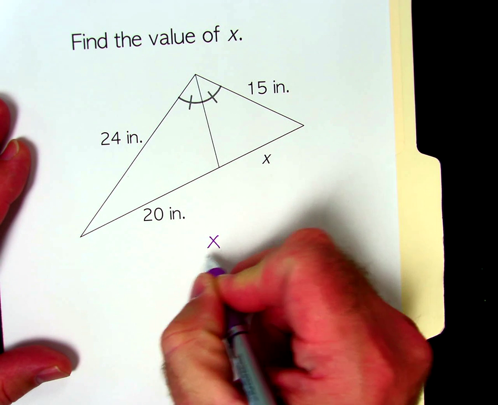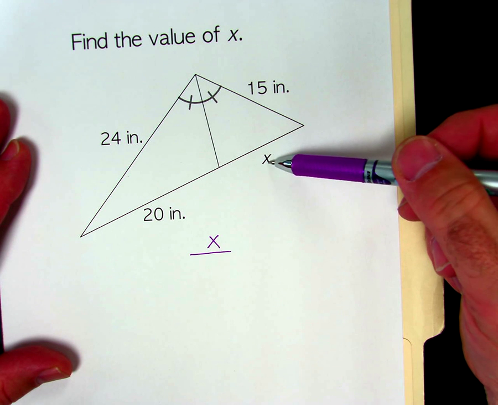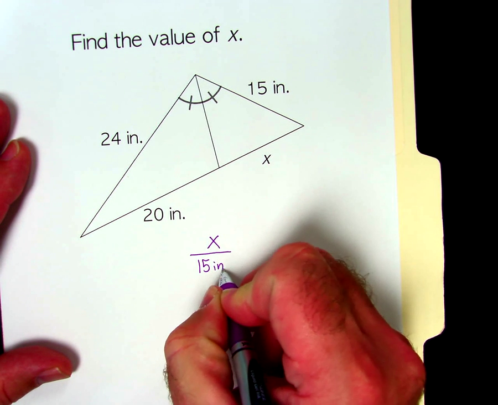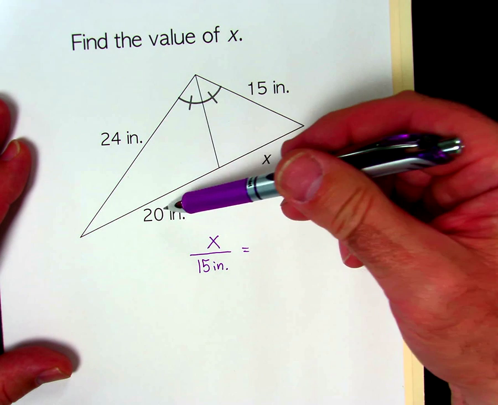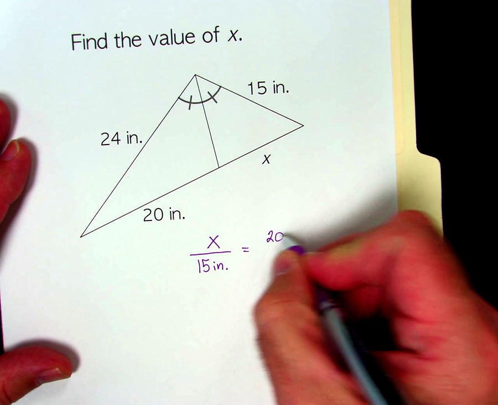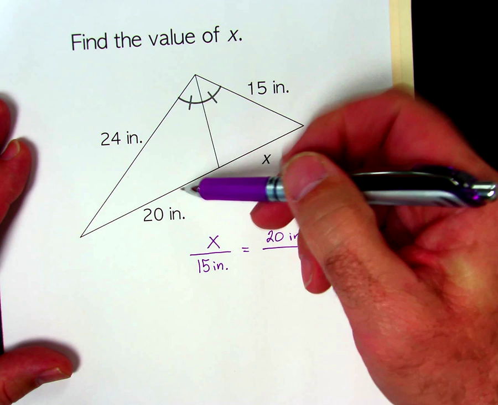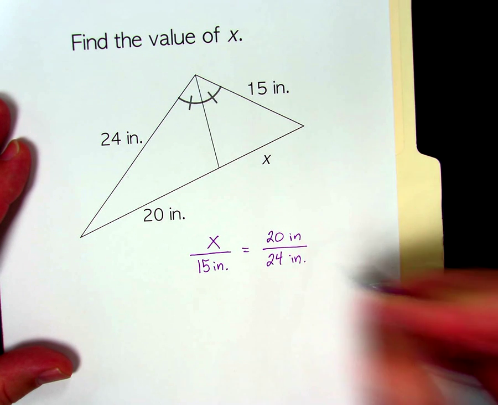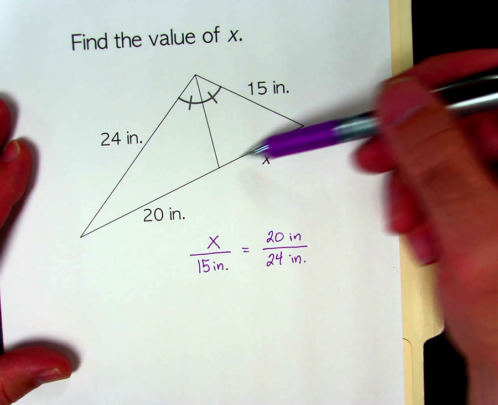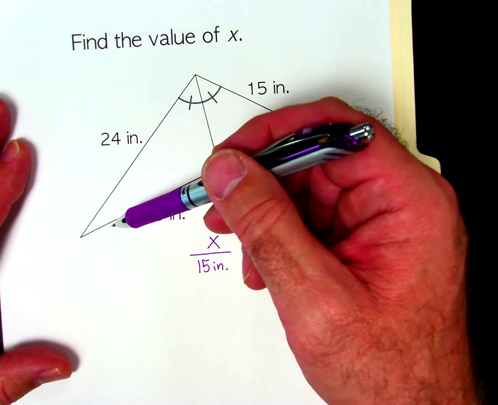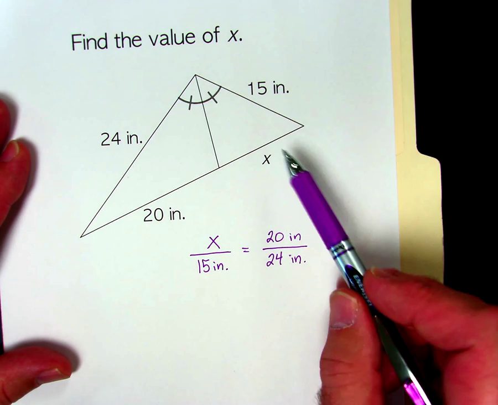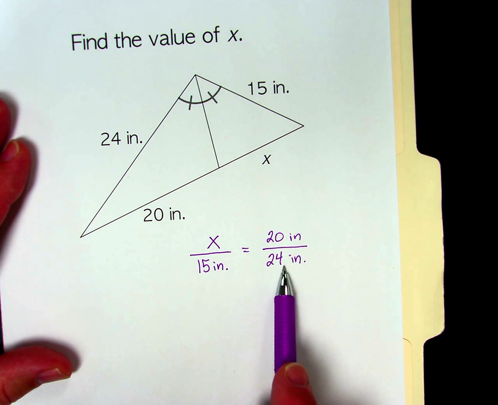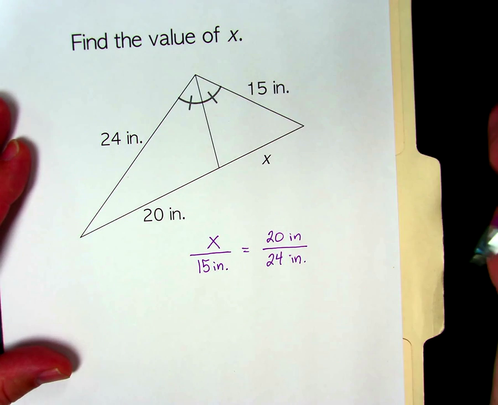So in my proportion, I can say that x corresponds to 15 inches in the same way that 20 inches corresponds to 24 inches. So notice this was the side opposite the bisected angle. These two distances are the parts of that side. These two distances are the other two sides of the triangle.